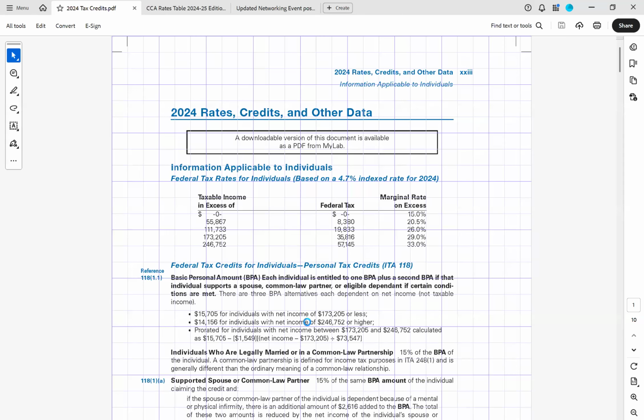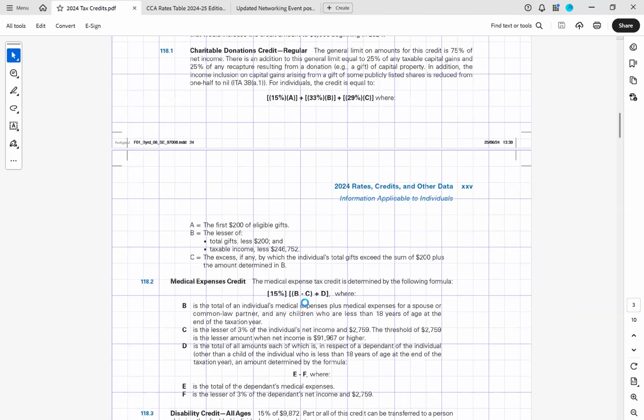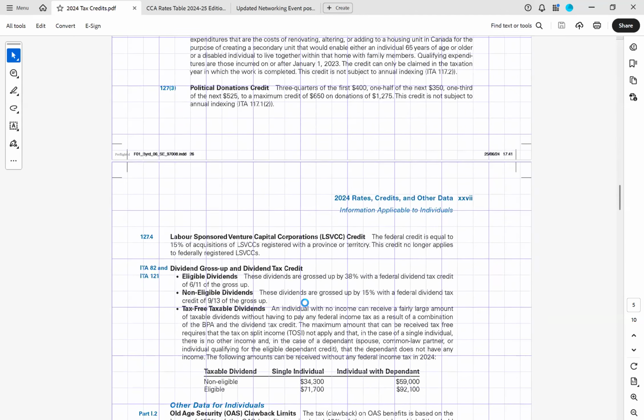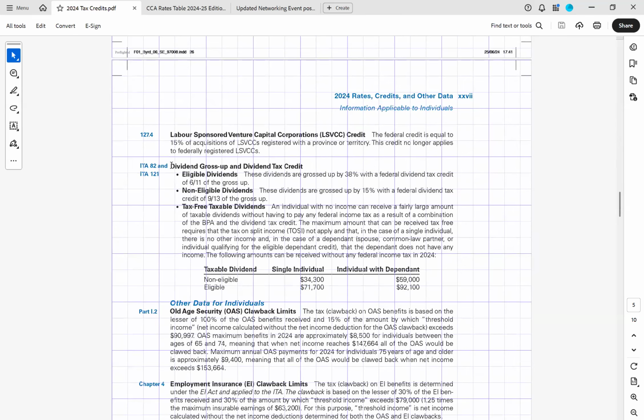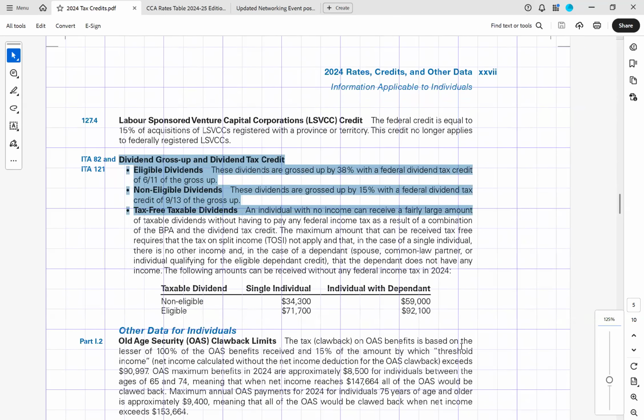So remember these rates tables that we used a lot in chapter 4? If you scroll down, page 1, page 2, page 3, page 4, page 5. Top of page 5, dividend gross up, dividend tax credit. Eligible dividends are grossed up by 38%, and the federal dividend tax credit is 6/11 of the gross up. Non-eligible, grossed up by 15%. The federal dividend tax credit, 9/13 of the gross up.